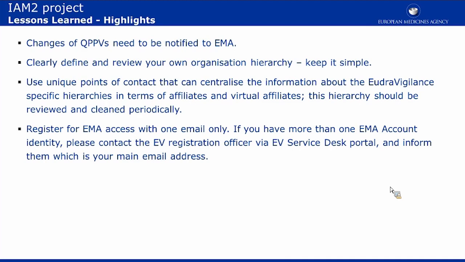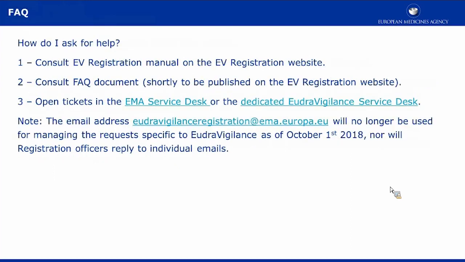Register for the EMA access with one email only. This I won't mention because I already spoke about it. Just make sure that you find your EMA account portal account. Many users have it even if they don't know that they have it, and identify if you have multiple accounts. Either you have used different emails to register in the different systems for EMA, so that we can merge them and you have a unique set of credentials.